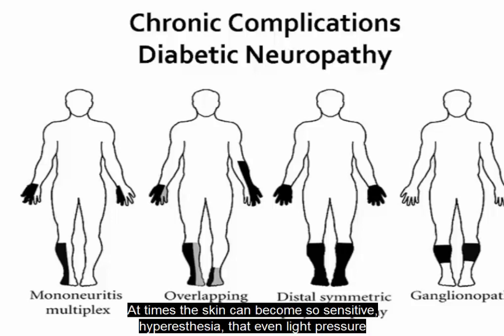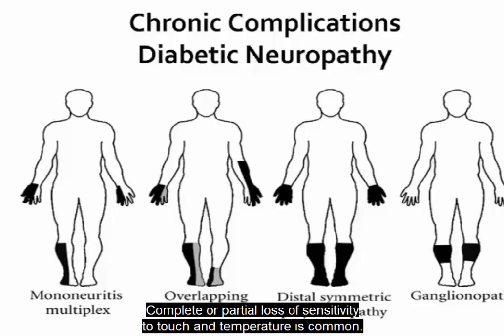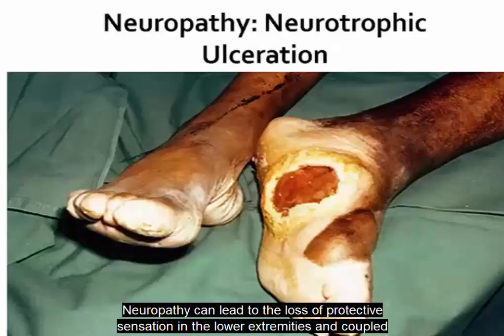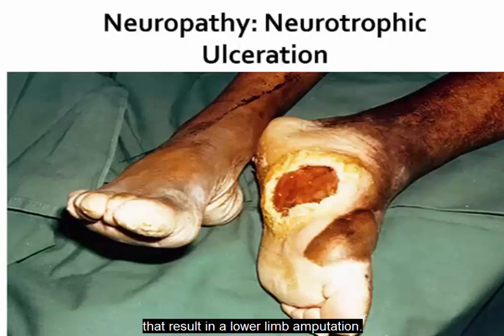At times, the skin can become so sensitive, hyperesthesia, that even light pressure from bed sheets cannot be tolerated. Complete or partial loss of sensitivity to touch and temperature is common. Neuropathy can lead to the loss of protective sensation in the lower extremities, and coupled with other factors, this significantly increases the risk for complications that result in a lower limb amputation.